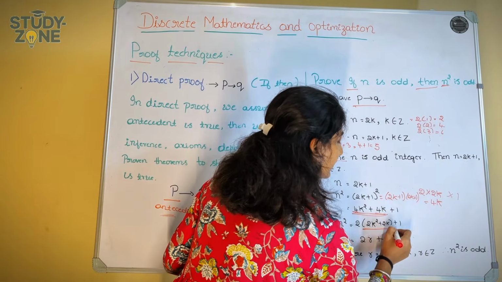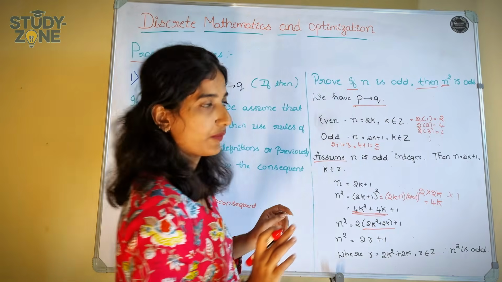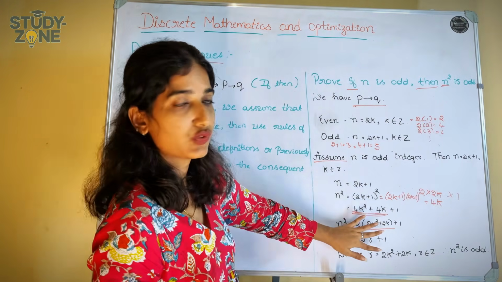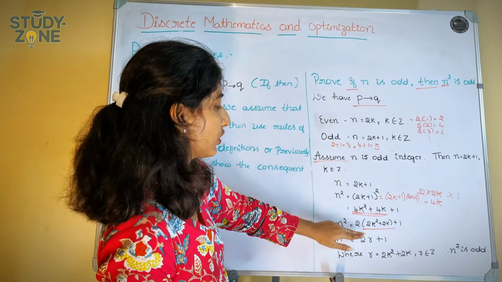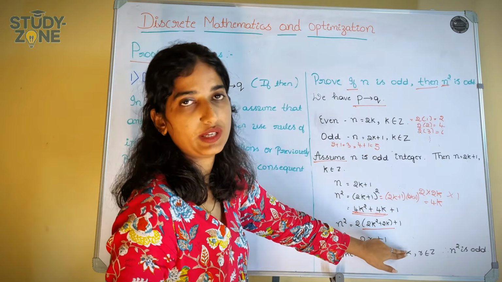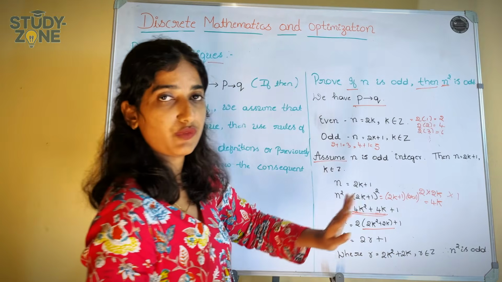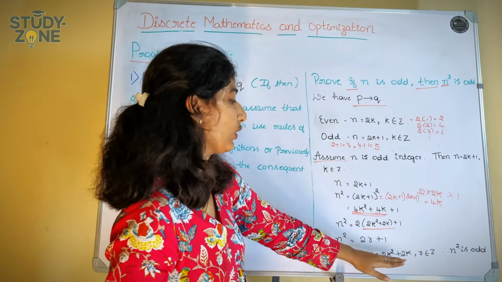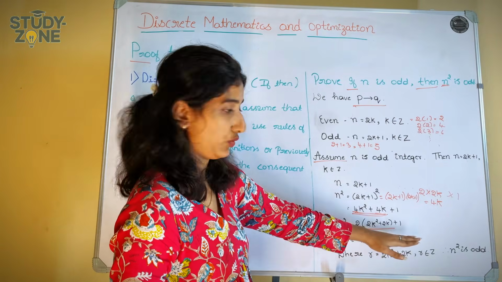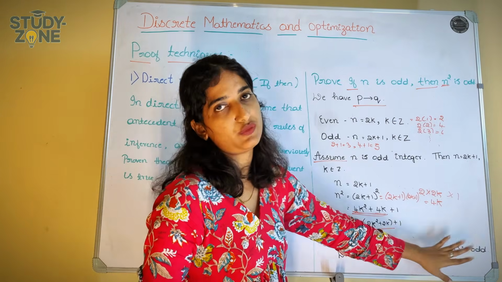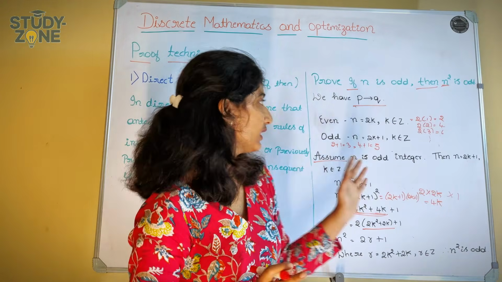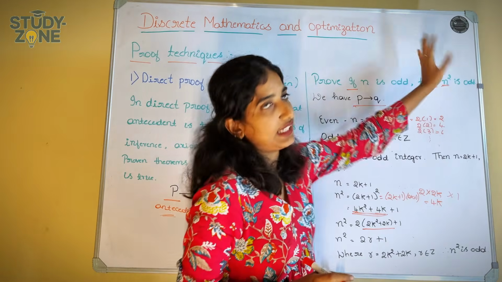I am replacing this with r, because we have odd numbers as 2k plus 1, and we have to take them to this format only. So it will be 2r plus 1. This one is in the form of 2k plus 1, where r equals 2k square plus 2k, where r belongs to Z. Therefore n square is odd. This is the proof that if n is odd, then n square is odd.